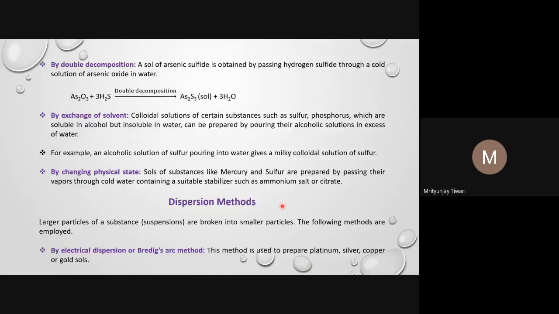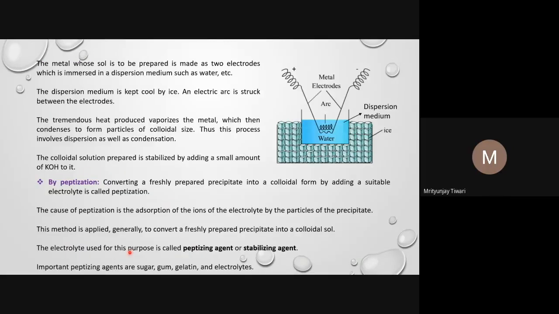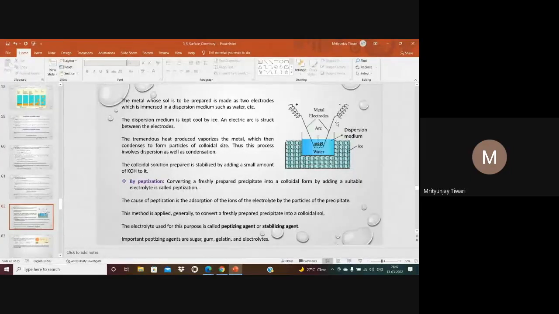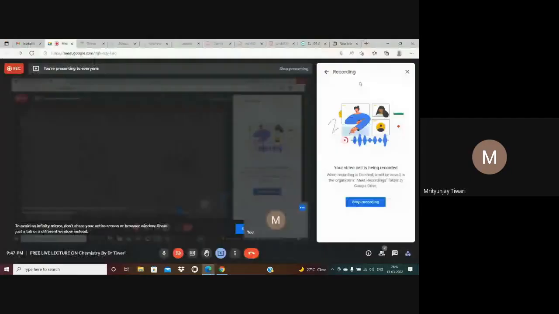So in dispersion methods we have to study only two methods, the Bredig's arc method or the electrical dispersion, and the peptidation method. The term peptidation and the definition of peptizing agent or stabilizing agent you should remember. I'll stop this lecture here. I hope you enjoyed it.